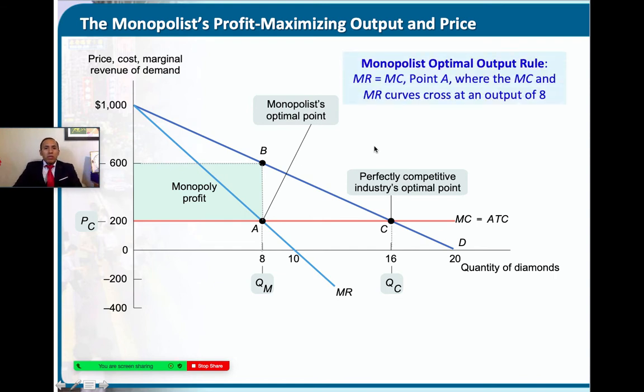So where marginal revenue is equivalent to marginal costs at exactly point A, the firm produces 8 units, and for those 8 units, it sets the price per unit at $600. Notice that the monopoly here does not have a supply curve. It does not have a supply curve because it controls the quantity of production to maximize its profits. So here we have 600 minus 200 is 400, times 8, $3,200 in profit.